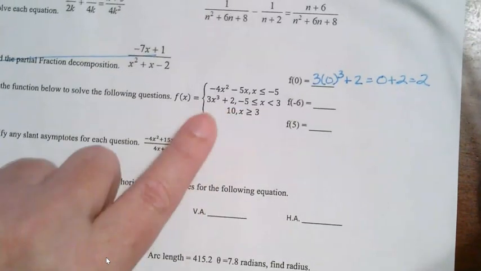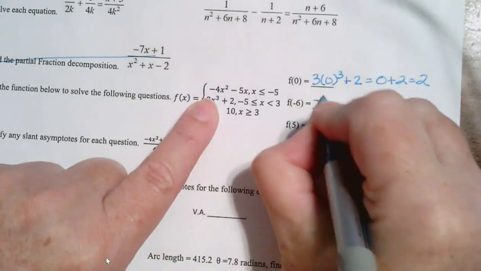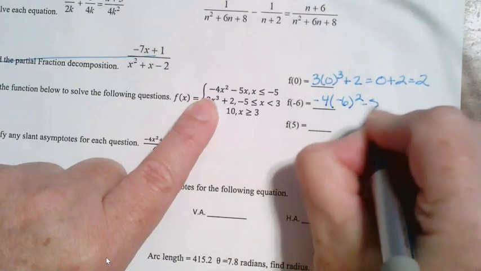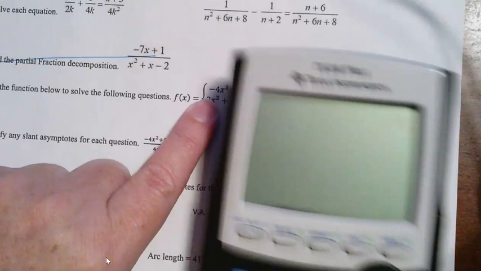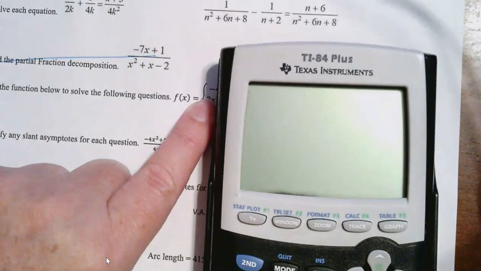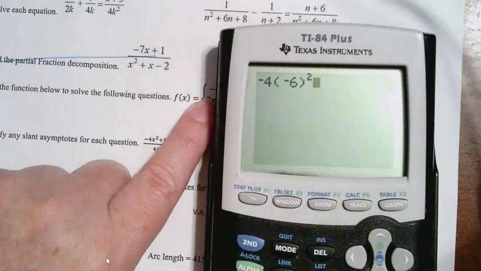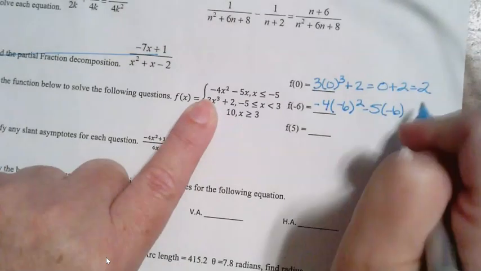Sorry, the glare is bad. Negative 6 is going to go here. So negative 4 times negative 6 squared minus 5 times negative 6. Now, please be aware, when you type this into your calculator, type it exactly the way you have it written down. So negative 114.